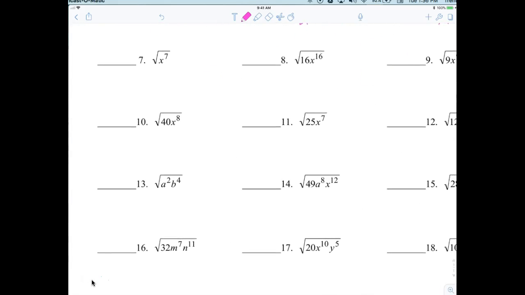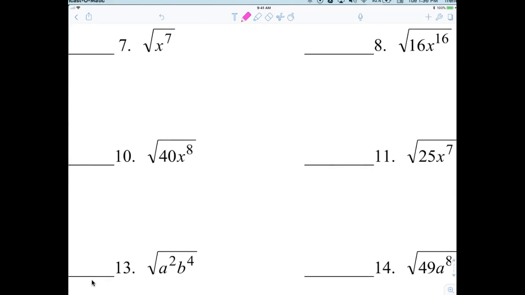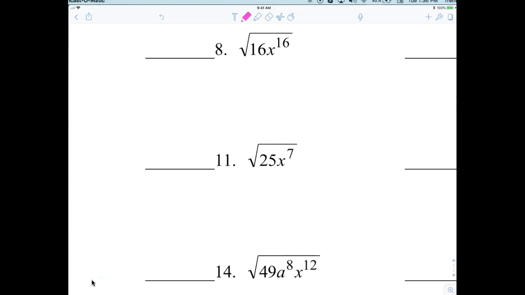Number 7. I prefer that you just tell me what the answer is. X cubed radical x. Wow, finally, only 50 problems. Very good. All right. Number 8. Hold up. Walker, what's number 8? Number 8 is 2.